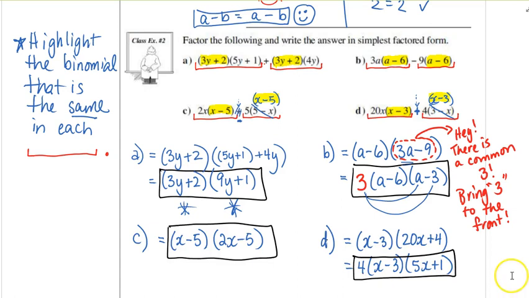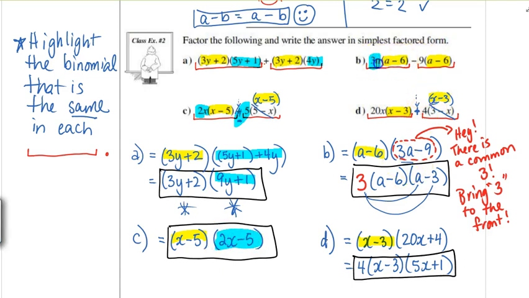Okay, check your work. No surprises on C, but D, there was a common factor of 4 that I got to bring to the front, leaving behind 5x plus 1. So the key here is you bring your GCF, whatever the GCF that you have highlighted, to the front every single time. Everything in yellow was the GCF. Everything in blue here was what was left behind. In C, what was left behind? The 2, the negative 5, and that's what's left behind there.